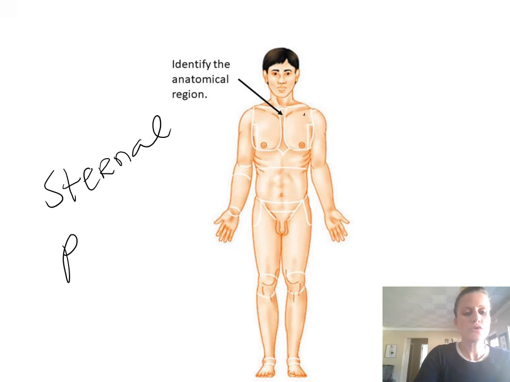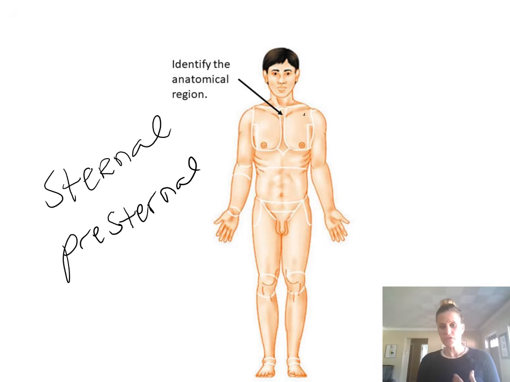Or you could also say pre-sternal. Sternal refers to the sternum. Your breastbone, the hard, kind of flat bone right here in the middle of the chest, is called the sternum. So sternal is where the sternum is. Pre-sternal is in front of the sternum, right? Just before the sternum.